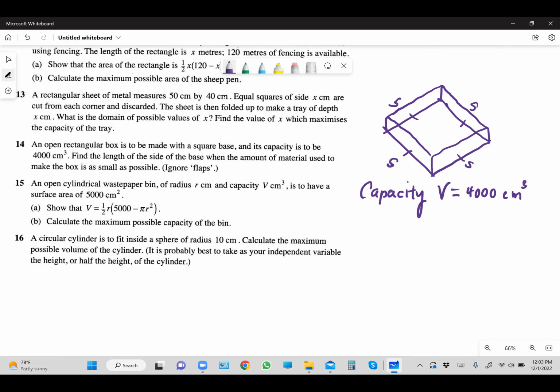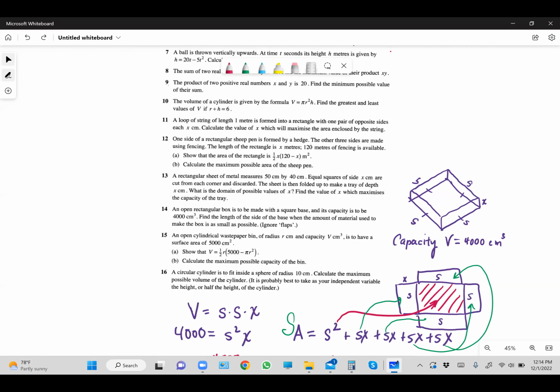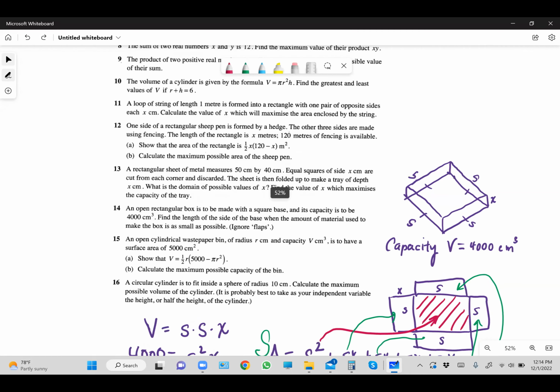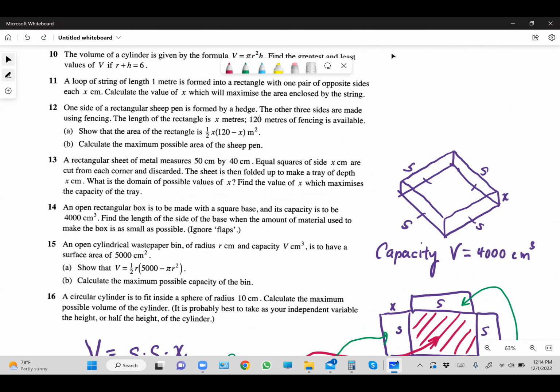It says find the length of the sides of the base when the amount of material used to make the box is as small as possible. Okay, so let's talk about the problem. Let's take a look at the start of the question.